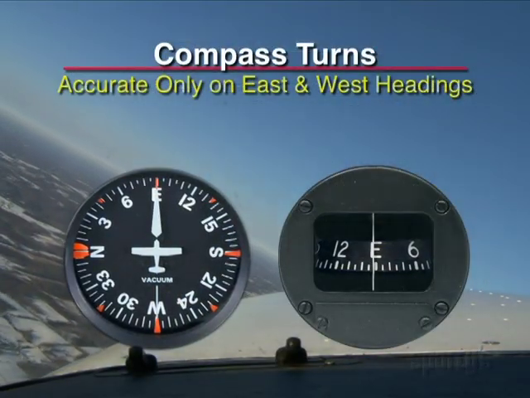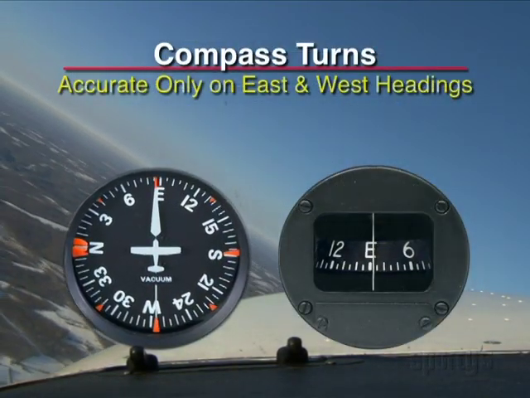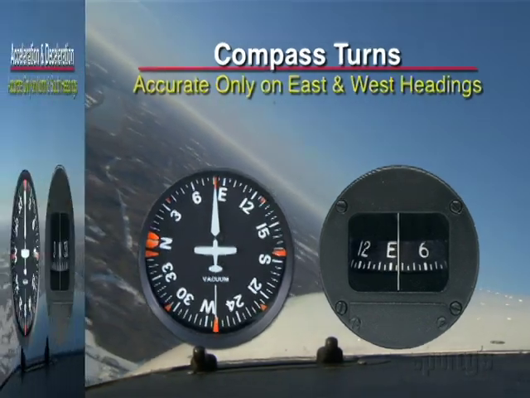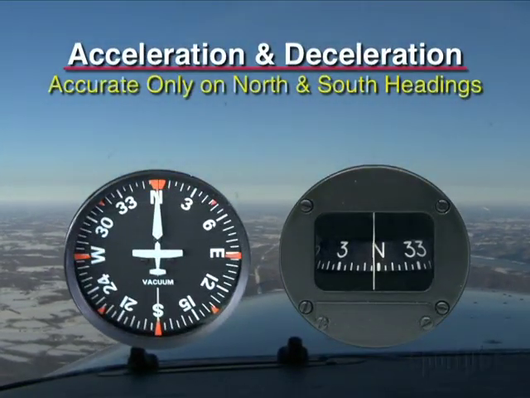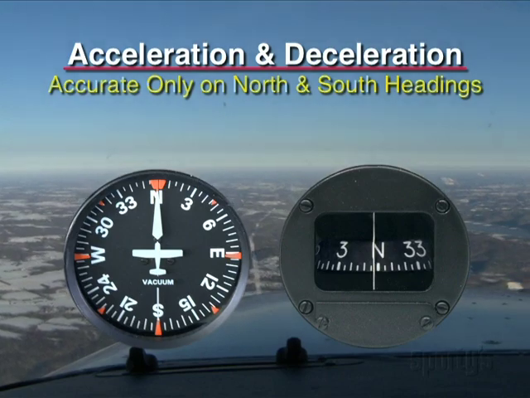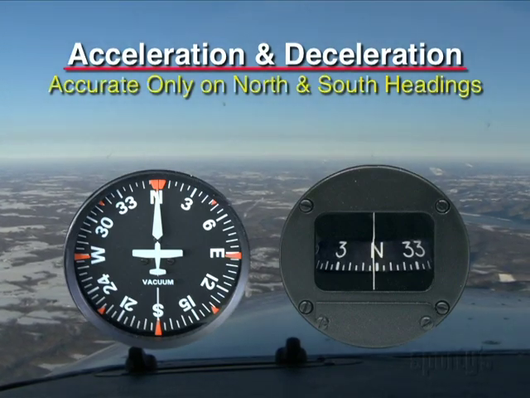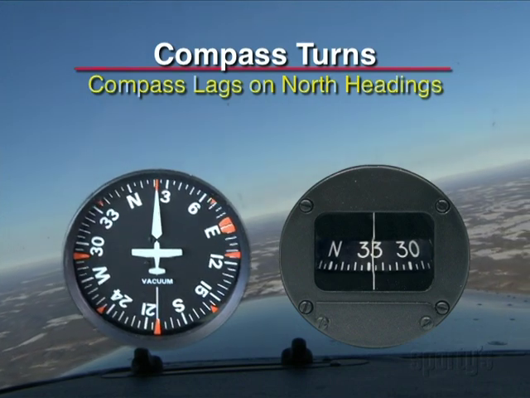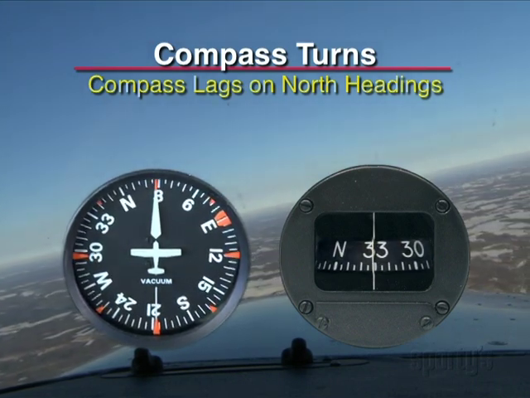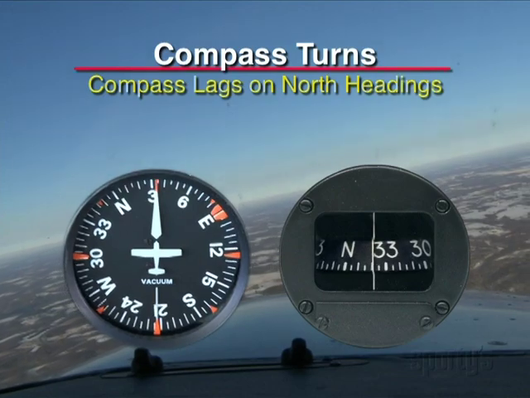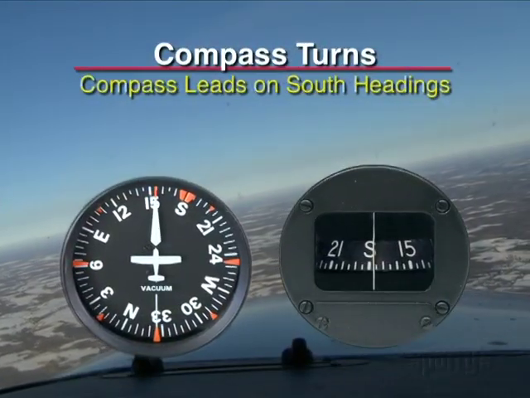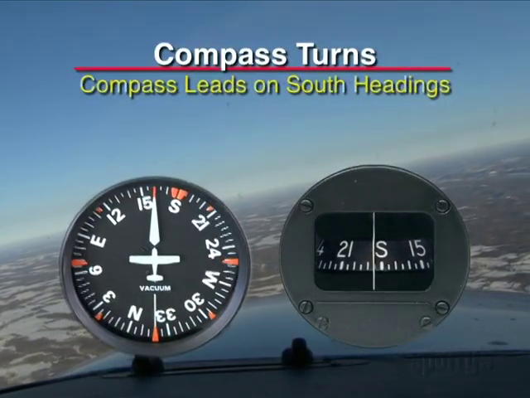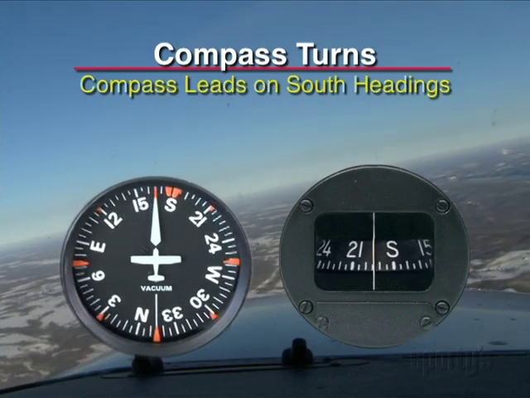During a level turn, the compass can only be believed on headings of east and west. And when accelerating or decelerating, the compass is only truthful on north and south headings. During turns, anytime the airplane is on a northerly heading, the compass will lag or be behind the airplane. On southerly headings, it will lead or run ahead of the airplane.